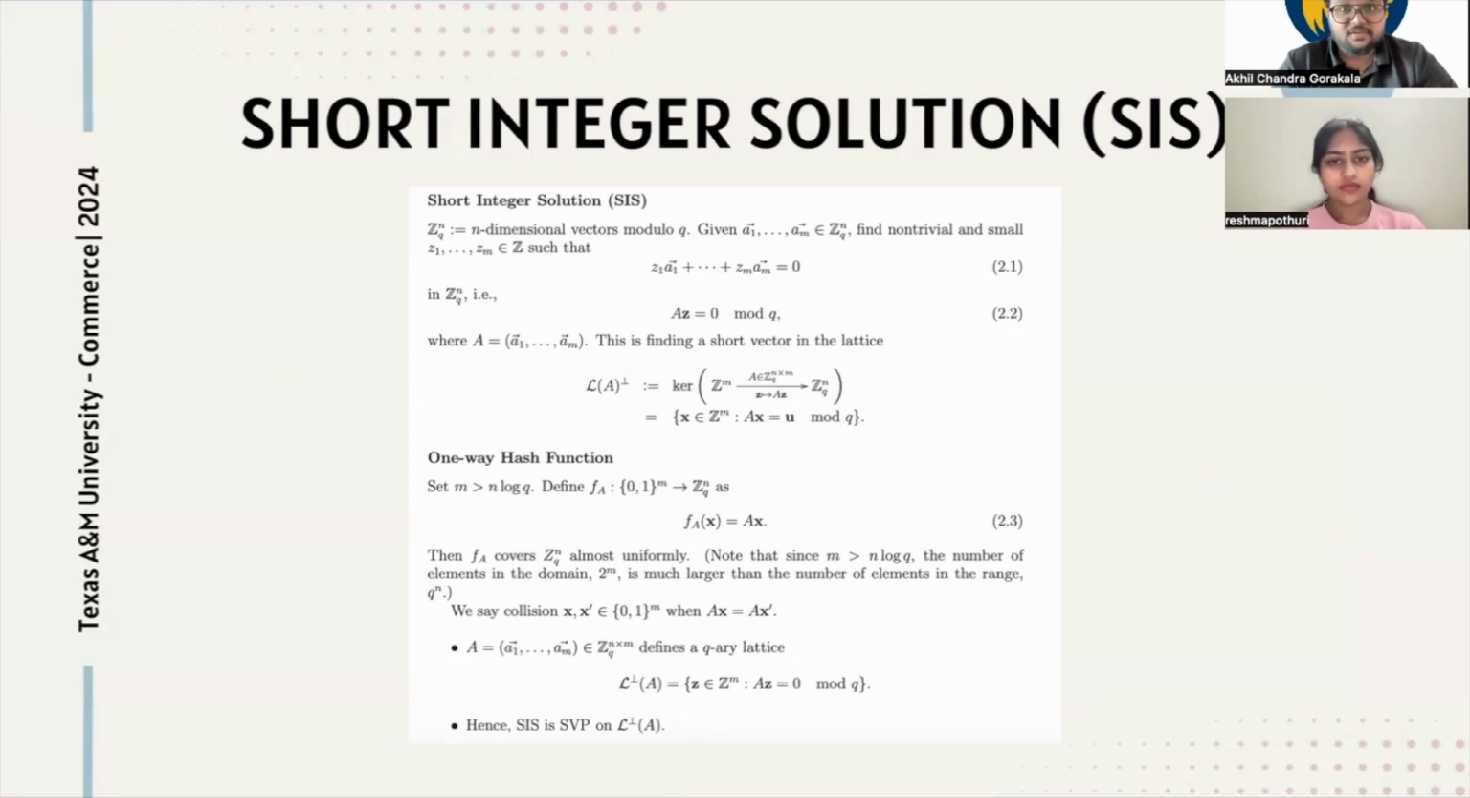One-way hash function: the SIS problem can be used to construct a one-way hash function. The function maps a binary input x to the vector Ax modulo q. The hardness of the SIS problem ensures that it is computationally difficult to find two different inputs that hash to the same output. In essence, the SIS problem involves finding a solution to a linear equation with constraints on the size of the solution. This problem is believed to be computationally hard even for quantum computers.